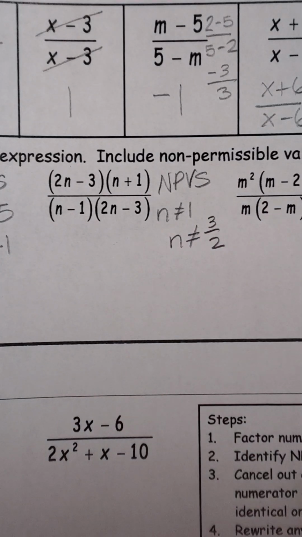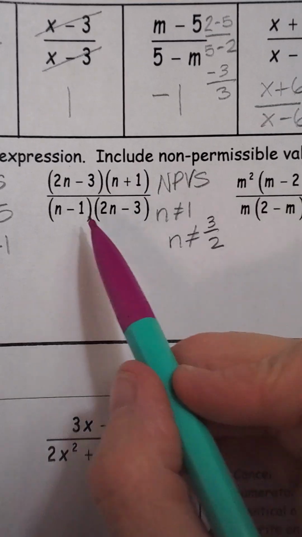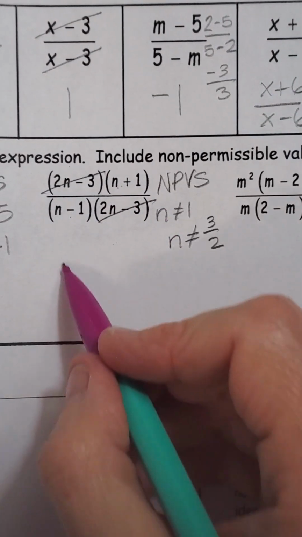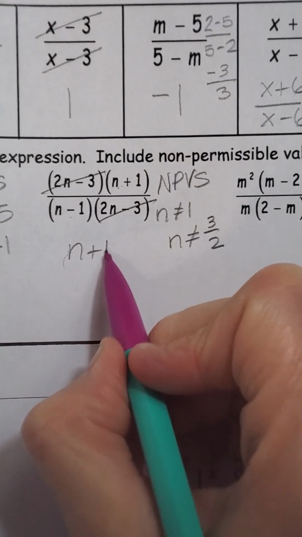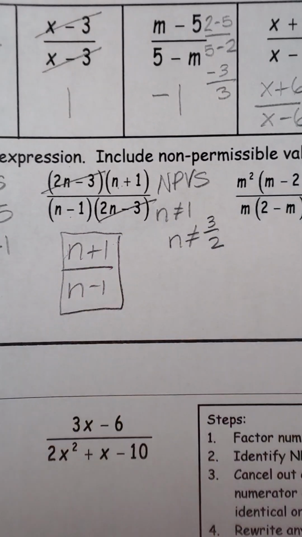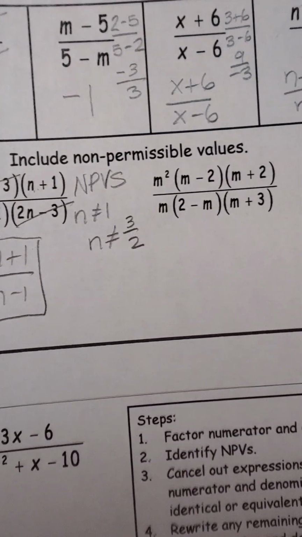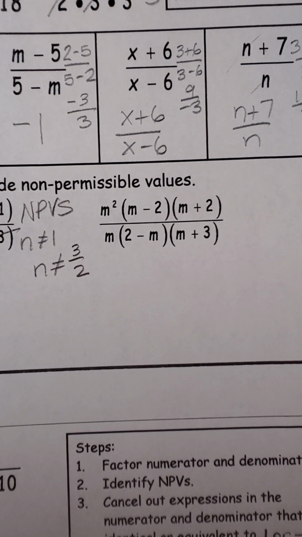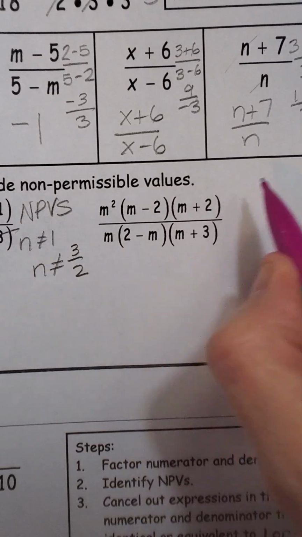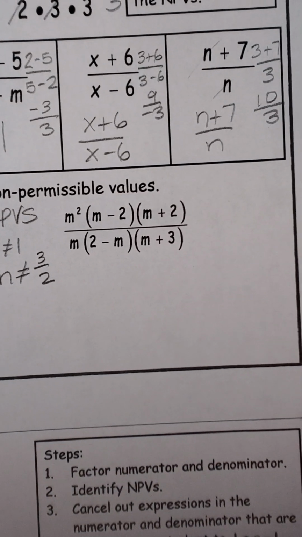So what can I cancel? Where do I have my identical factors? Identical, identical. Can I simplify those? No, I can't. So that is my final answer. A little bit more complicated over here, okay? So it doesn't matter where you start. I better start with my NPVs so that I don't forget about them.